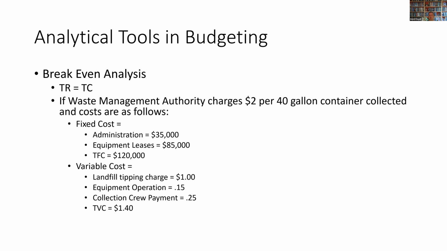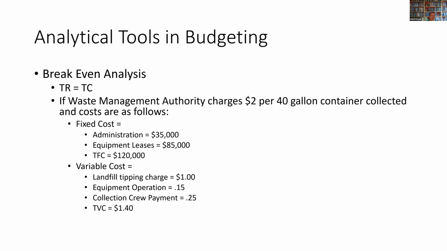So fixed costs are irrespective of the amount that you are producing. Things such as administrative costs. So you have to pay people to administer the program. Those are fixed costs. You have to lease the equipment. Those are fixed costs as well. So let's just say in this example, you have $35,000 in administrative costs and $85,000 in equipment leases. So you have a total of $120,000 in total fixed costs.